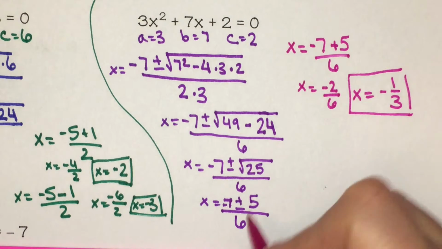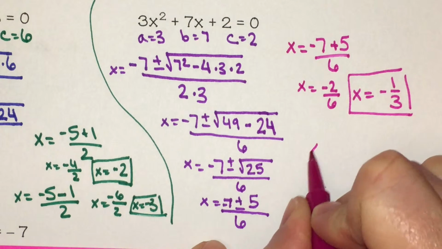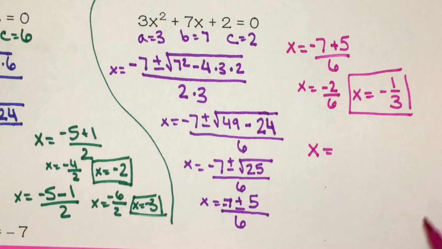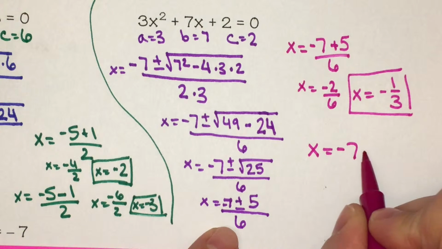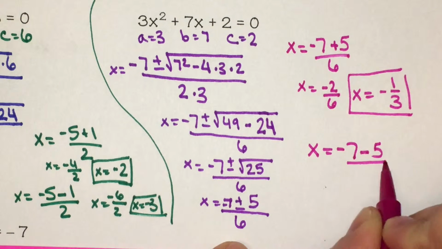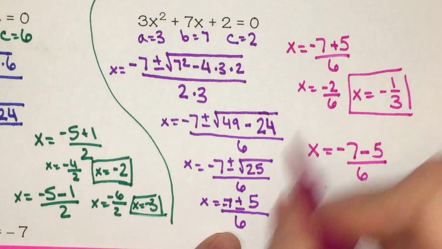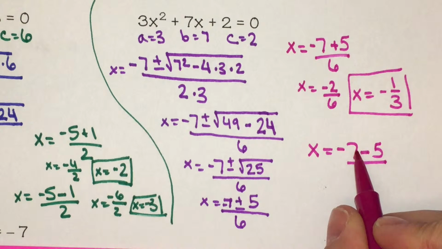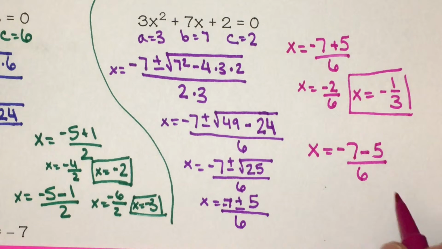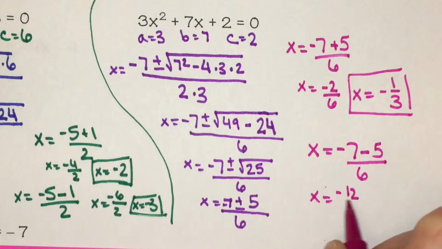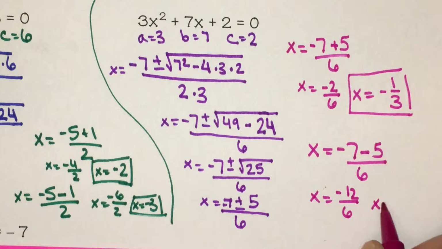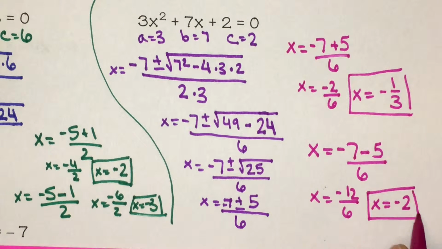So I have x equals, right, negative 7 minus 5 over 6. So I did the plus one up here, so I'm going to do minus down here. All right, so we have x equals negative 7 minus 5 is negative 12 over 6. Negative 12 divided by 6 is negative 2, so x equals negative 2.